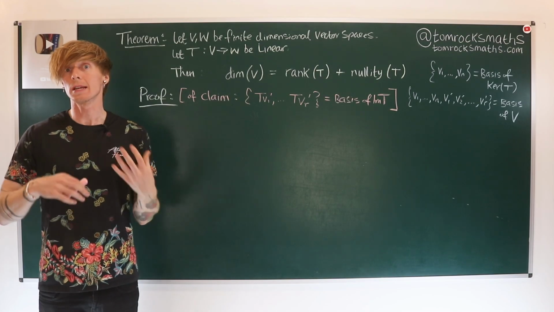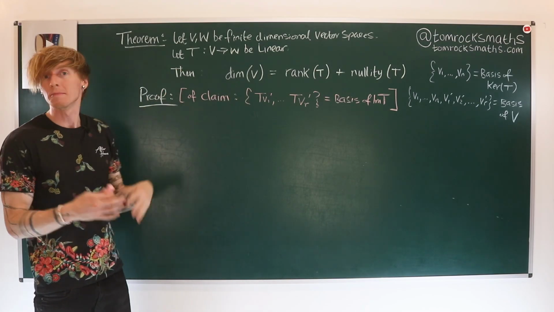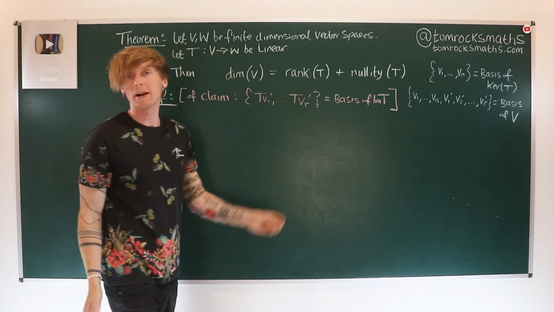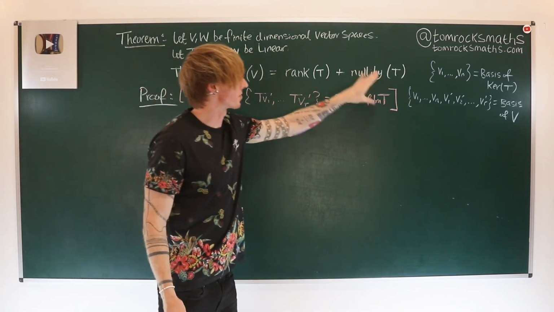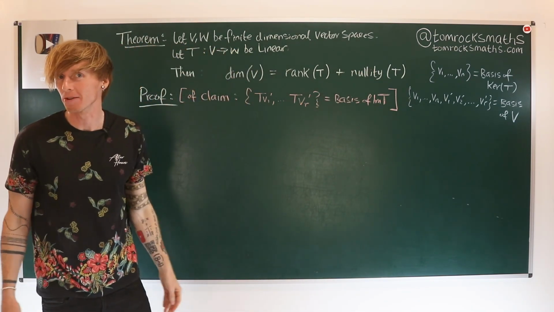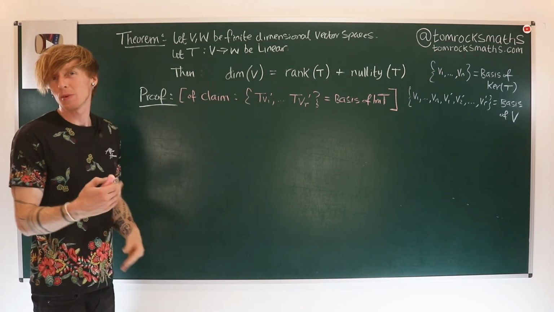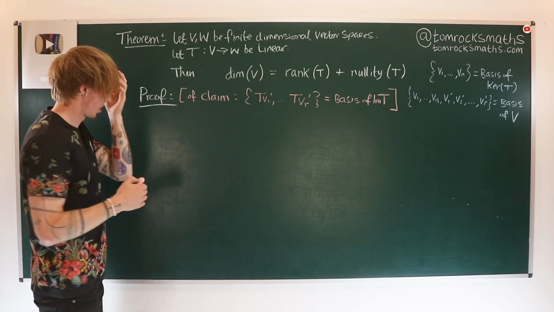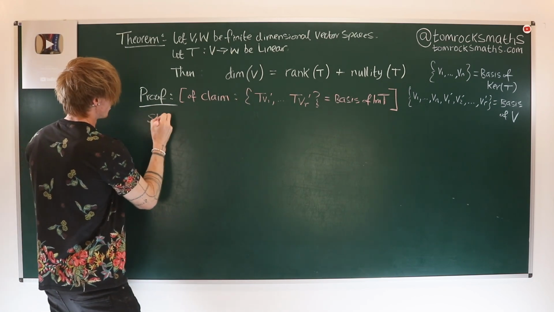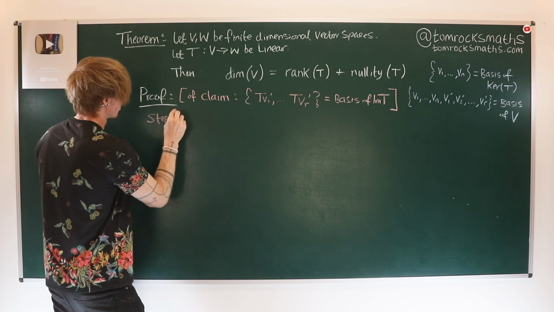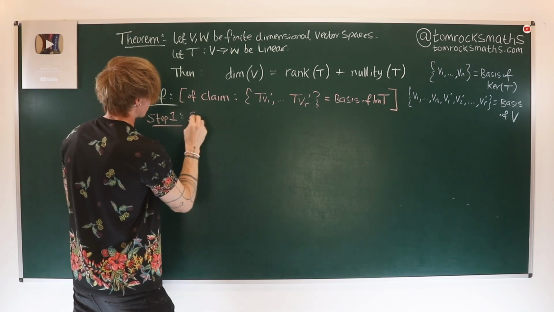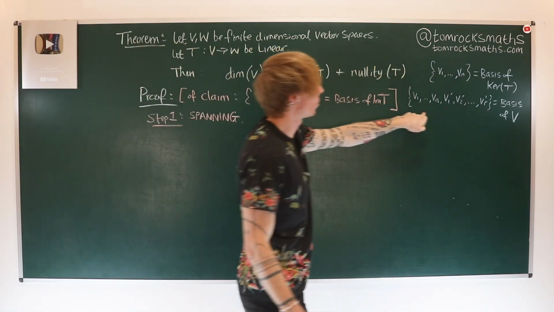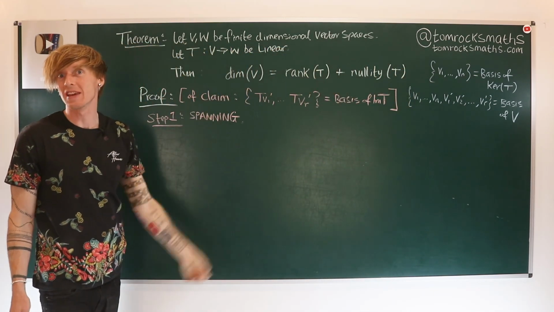As I've mentioned, to prove this claim, that T of V1 prime up to T of VR prime is indeed a basis of the image of T, which will give us the final proof, we have to show it is both spanning and linearly independent. So, step one, we need to show that it's spanning. For this, we look at the basis that we have over here for our starting space V.